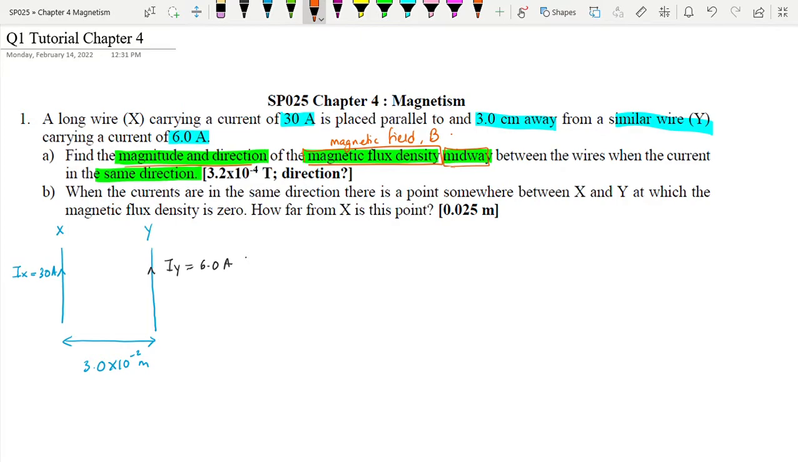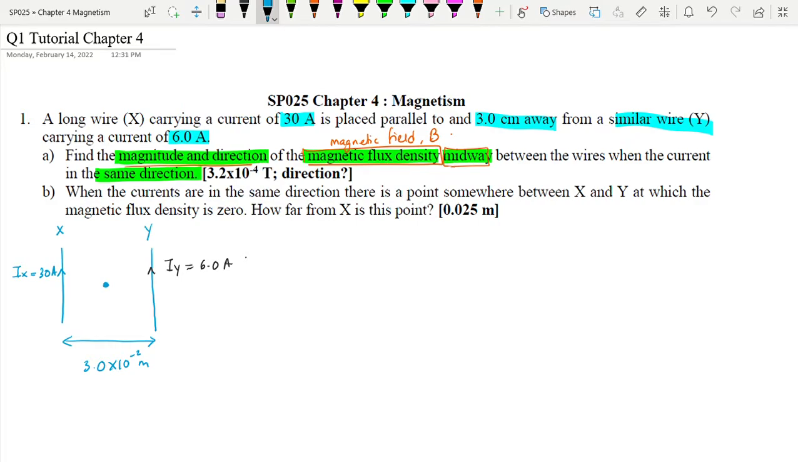So the question wants you to find the magnitude and direction of B midway. Midway means in the middle, so divide the 3 cm by 2, it will be 1.5 cm each. From X to this point is 1.5 cm, and from Y to this point is 1.5 cm. We know both wires will produce a magnetic field individually. Wire X will have a magnetic field of a straight conductor, and wire Y also will have a magnetic field of a straight conductor.